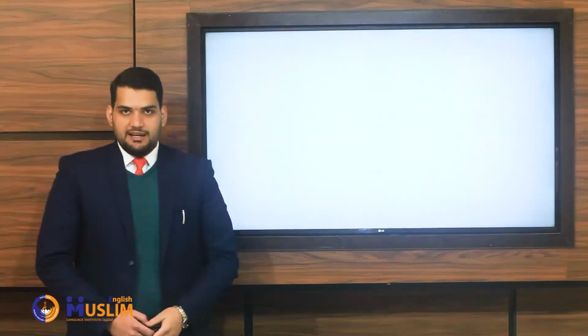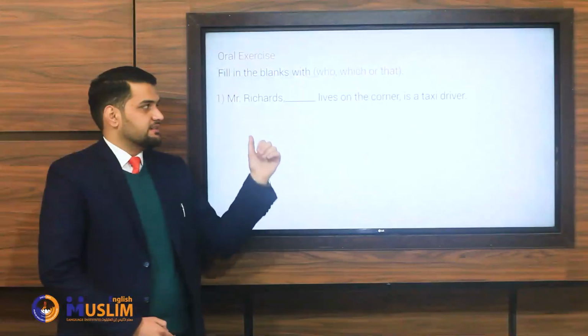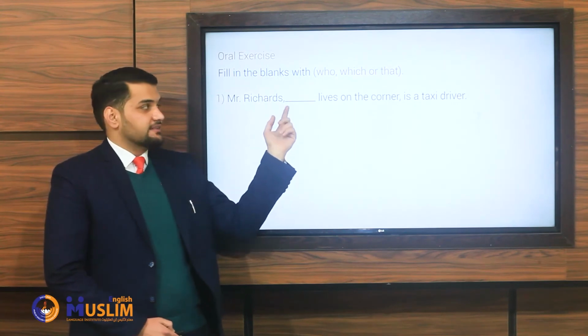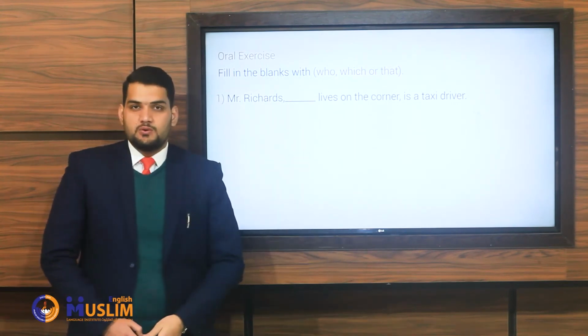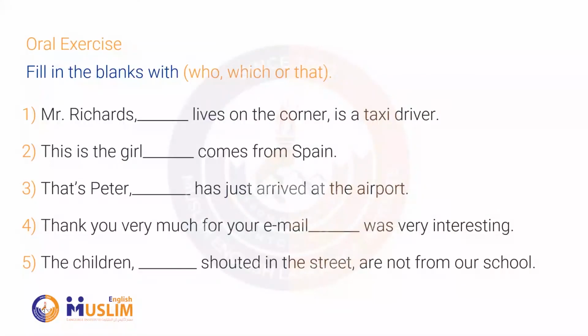Now let's do an oral exercise. Fill in the blanks with who, which, or that. Let me do the first one. Mr. Richards, who lives on the corner, is a taxi driver. Since I'm talking about Mr. Richards as a subject, we should use who. And it's obvious that you can also use that. Good luck with the rest of them.